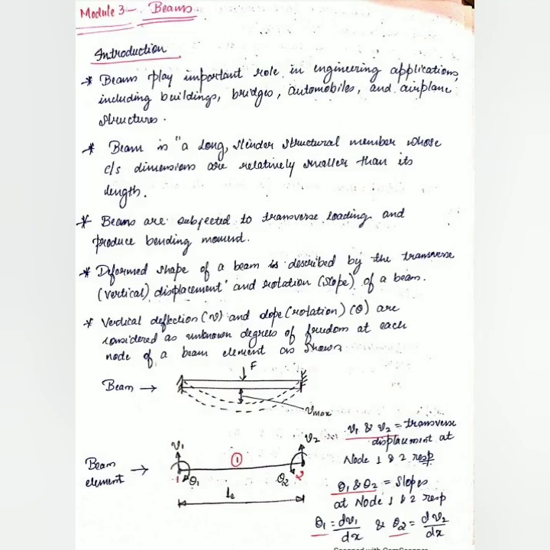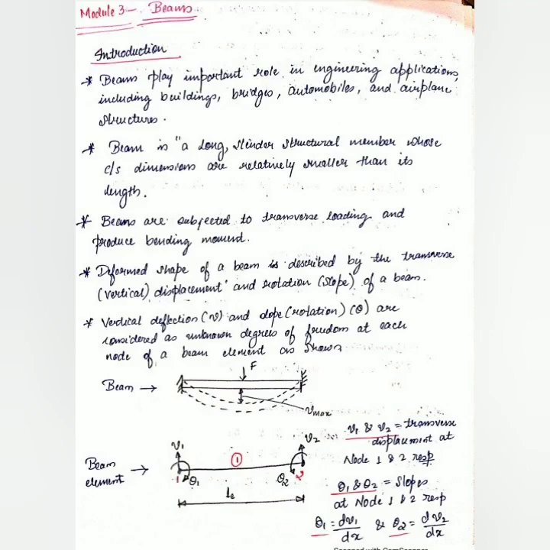So node 1 has V1 as the vertical displacement at node 1 and theta 1 as the slope at node 1. Similarly, V2 and theta 2 are the vertical displacement or transverse displacement and slope at node 2 respectively. In earlier chapters, theta was the term referred to for the angle of twist in the torsion chapter. So no need to get confused here. Here we are representing slope by theta in the beam chapter.